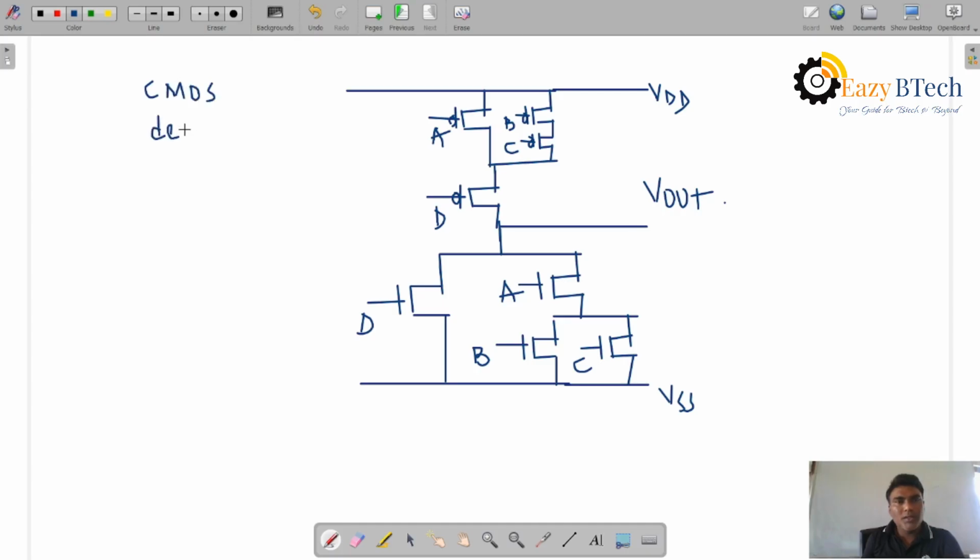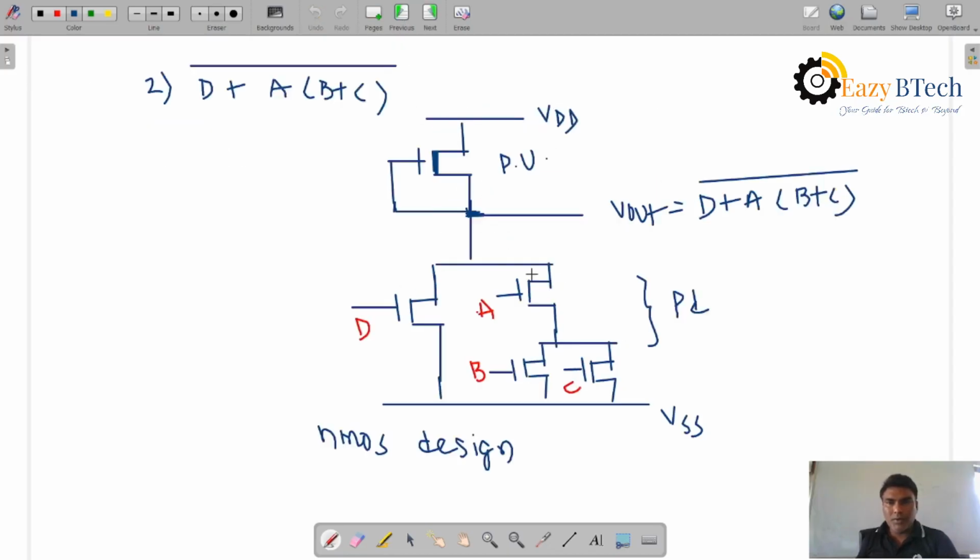So this is CMOS design for the given logic. Let me draw the stick diagram. Okay, VDD and VSS are blue color, and here green over here.